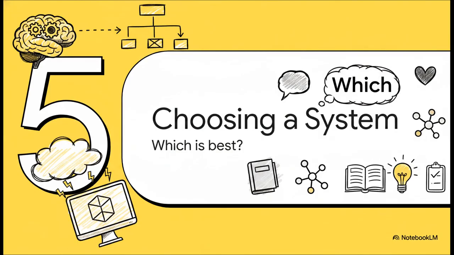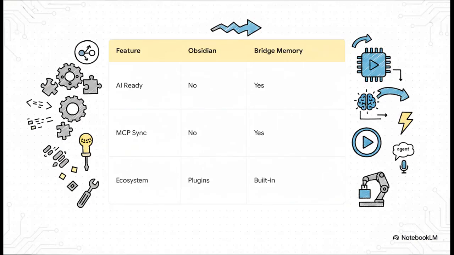Section 5. Choosing your memory system. When you compare the two side by side, honestly, both are phenomenal options that'll give you vastly superior results compared to having no memory system at all. If you want massive customizability and you're the type who loves tinkering with community plugins, Obsidian is an absolute powerhouse. You just have to be willing to put in the setup time.